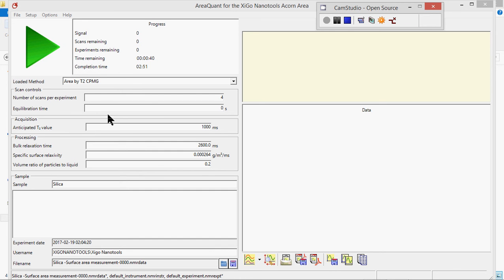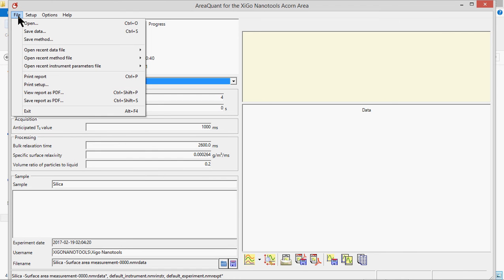Once you've established these particular parameters for your sample, then you can again click on Save Method, and this method will be retrieved for use at a later time.